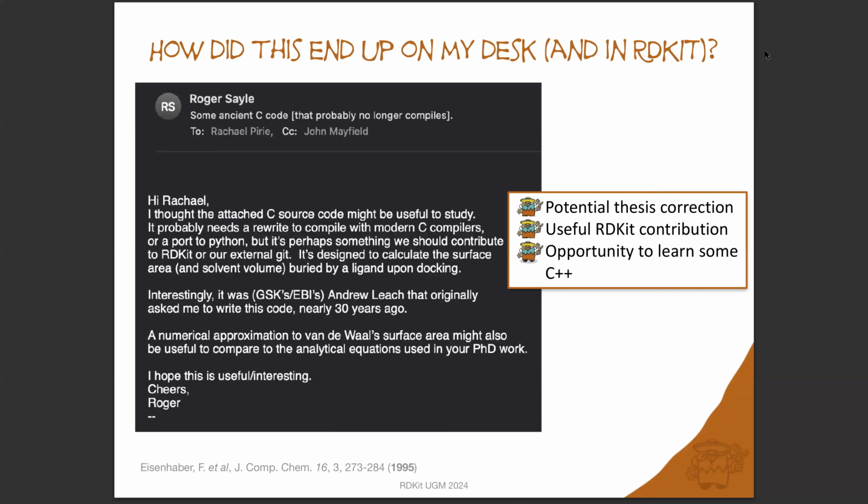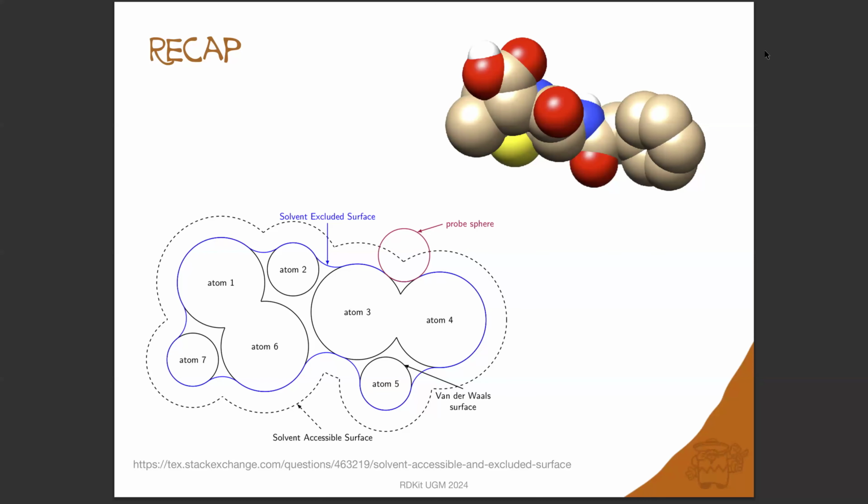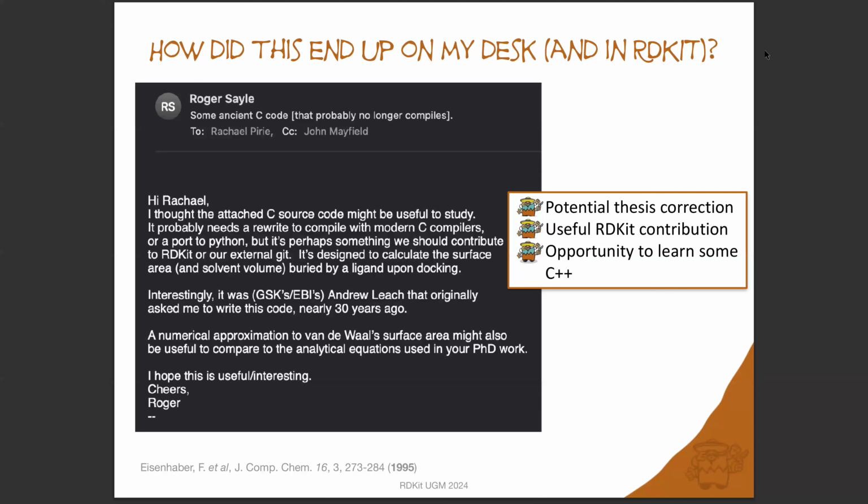So how did this end up on my desk? And as a consequence in the RDKit? Some of you might remember a couple of years ago, oops, giving myself away, I stood up at the UGM in Berlin and gave a talk with a nonsense title about the work we'd been doing during my PhD developing new shape-based similarity measures. As a caveat for any PhD students that are listening to this, I'm in the job I'm in now because of that talk, so this is a really good audience to come and speak to.